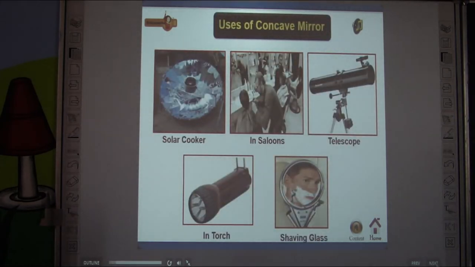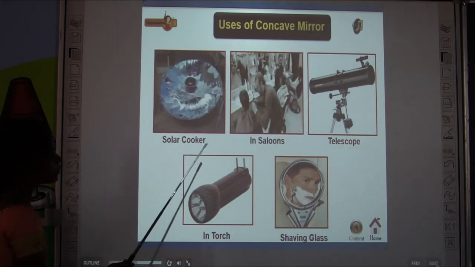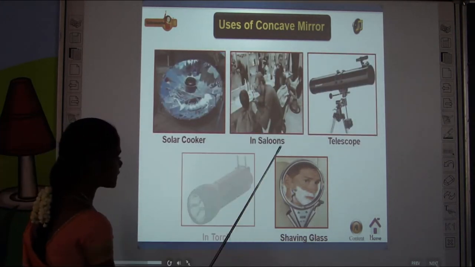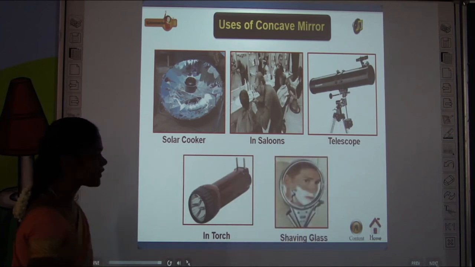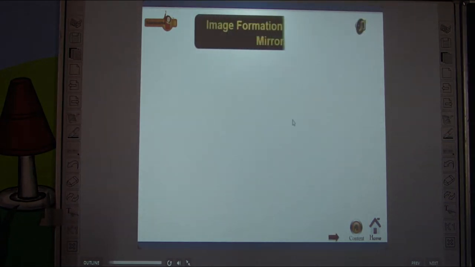What are the uses of concave mirror? Concave mirrors are used in solar cookers, in telescopes, in torches and shaving glass. These are the uses of concave mirror. And the next one, image formation by convex mirror.